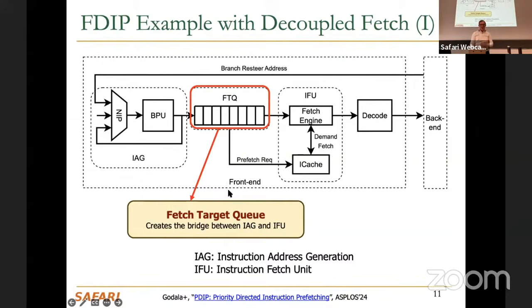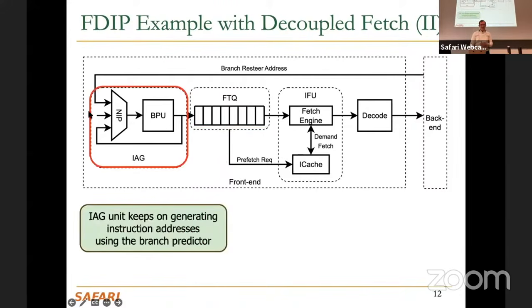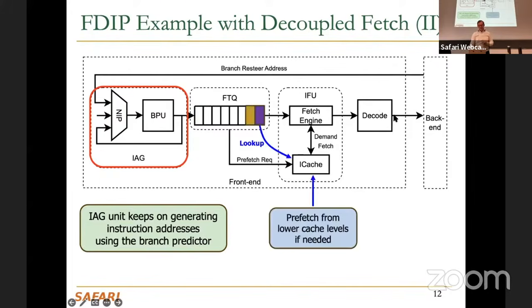This is from a recent paper that talks about it. Essentially, you have a fetch target queue. It creates a bridge between the instruction address generation unit and the instruction fetch unit. This address generation unit keeps on generating instruction addresses using the branch predictor, and puts the instruction addresses over here. Then the prefetch requests are sent to the iCache, and the instructions are buffered over here or over here. I'll go through this relatively quickly because I've described the ideas essentially.